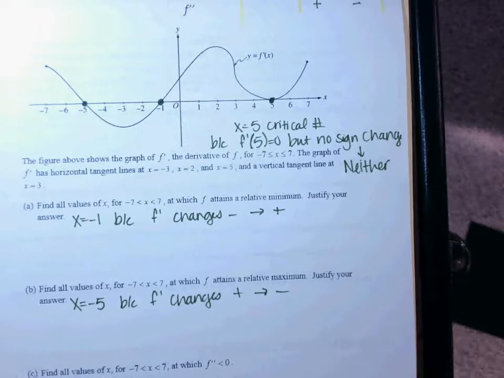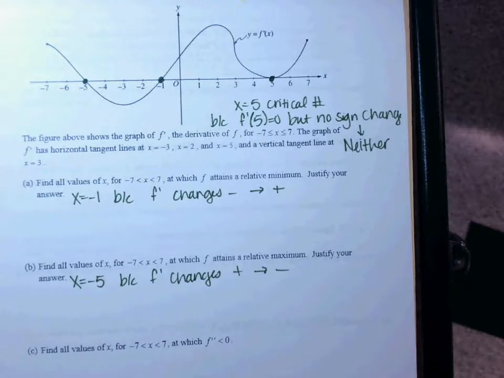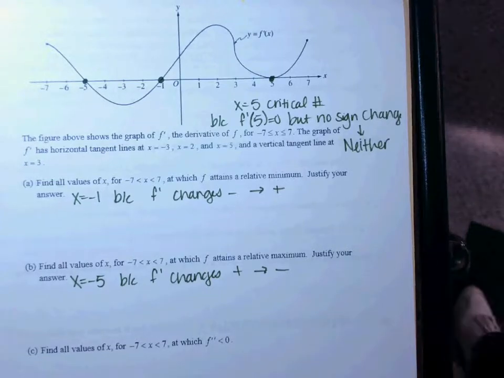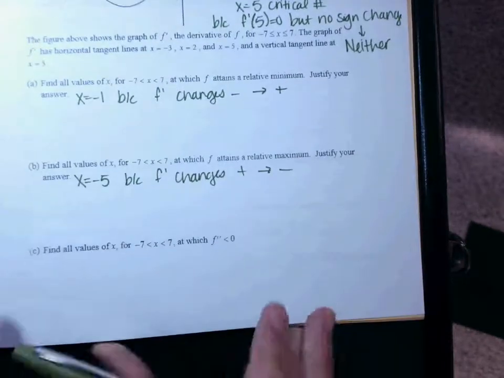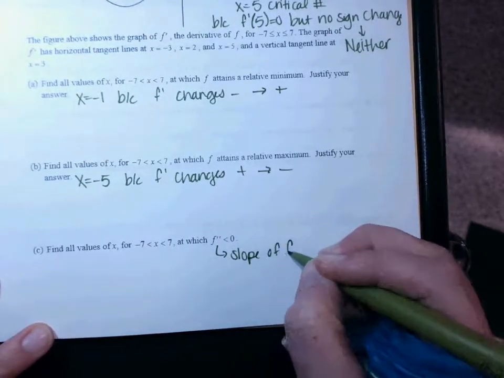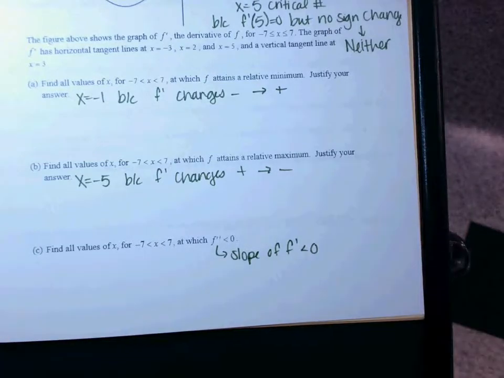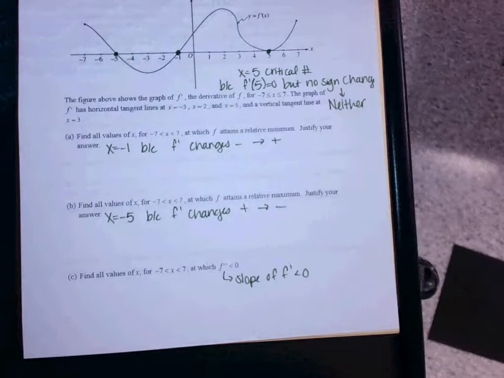Last one says, find where F double prime is less than 0. What is F double prime in the graph of F prime? The slope. F double prime is the slope of F prime. So I want the slope of F prime to be less than 0, which means I want it to be decreasing. Looking at your graph, where do we have a decreasing slope?